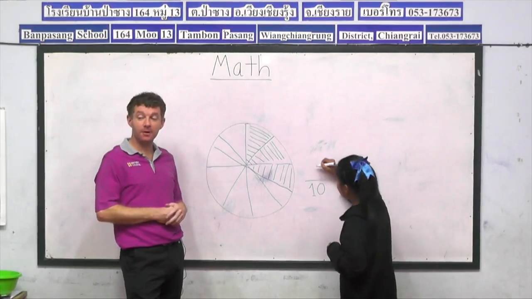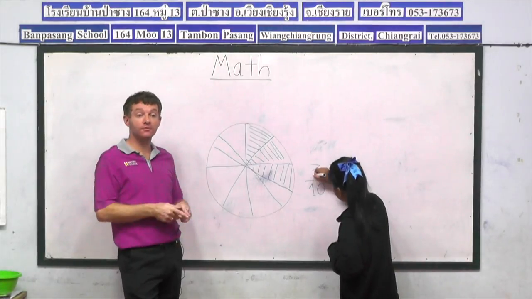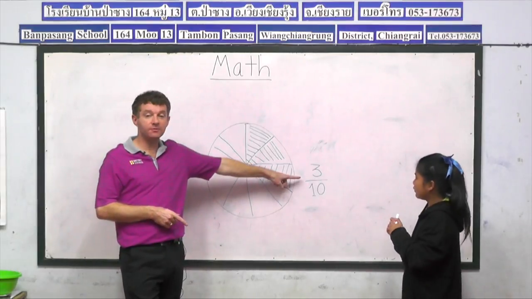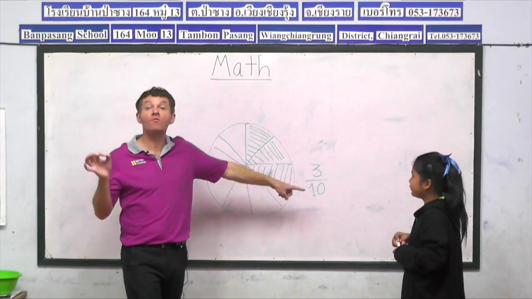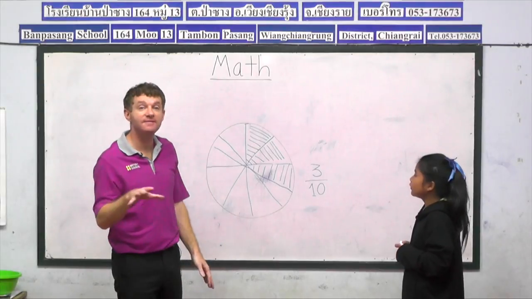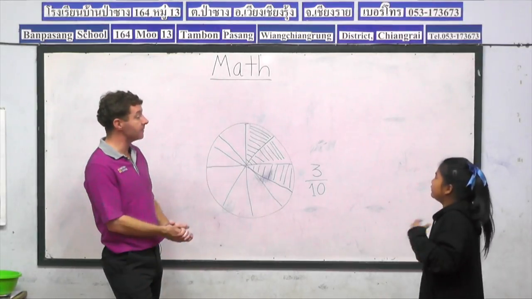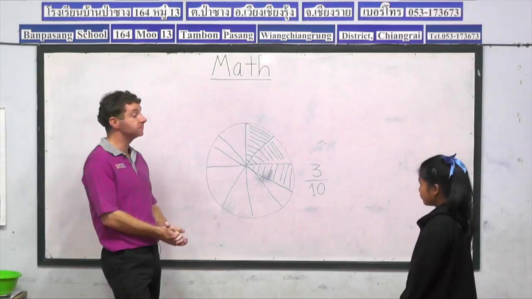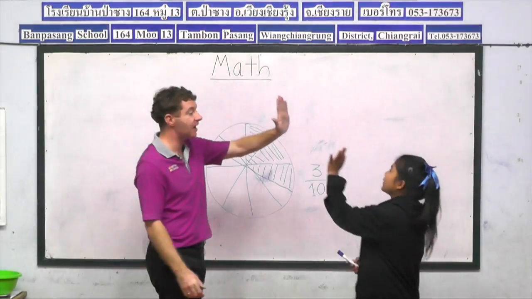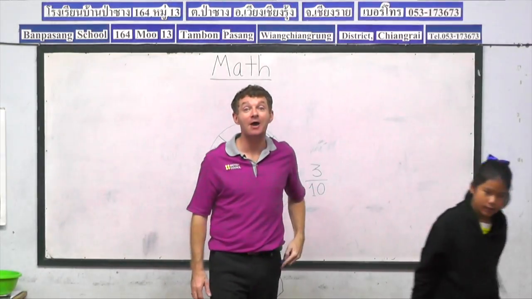So is Lak Gao correct? How many parts in blue? 3. How many total parts? 10. So what's our fraction? 3 over 10. Or 3 tenths. And this is another example of a proper fraction. Lak Gao, that was brilliant. High five. Big round of applause for Lak Gao, please, guys.